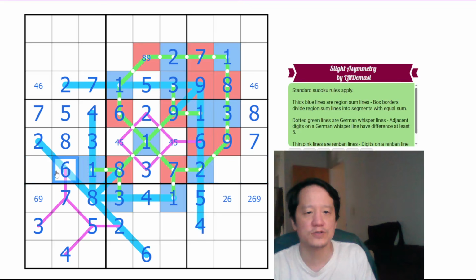Remaining digits in row 6. This must be a 9 because that's the only place for it in that box. And this has to be a 4, 5 pair here.